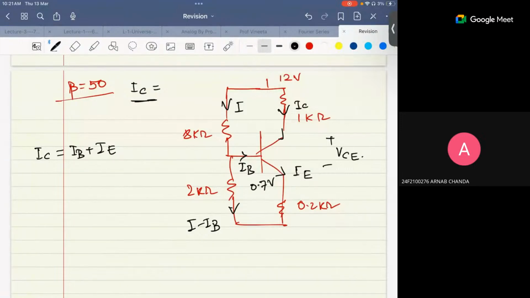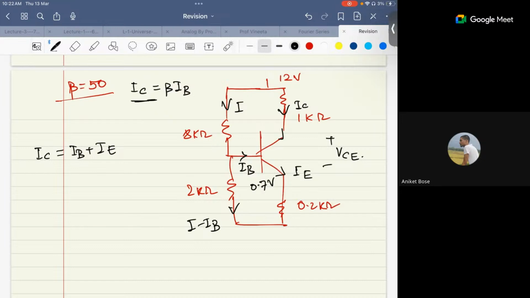Okay. What is the value of IC in terms of beta? Beta times IB, right? Can you hear me? Yes, sir, we can hear you. In the meantime, you got disconnected. So can you repeat again?